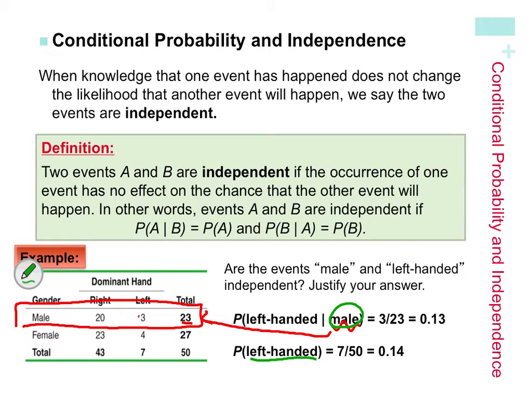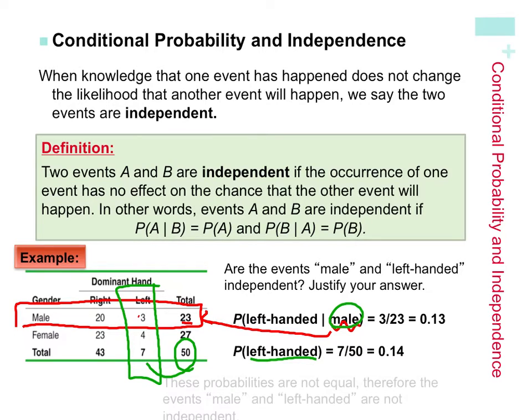So let's go to our left-handed, and we have 7 out of 50, which totals 0.14, which is different. Because the probability of left-handed given that they are male is not the same as the probability that they are left-handed, these are not independent events.